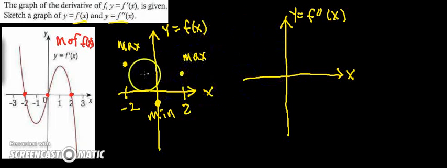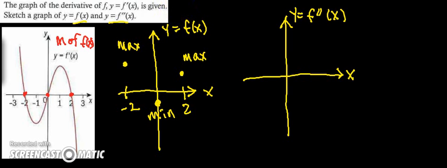Even though I don't know exactly what the shape of my f of x looks like, it's okay, because in order for me to sketch my second derivative, I don't really need my f of x. I actually need the graph of my f prime of x, which was given to us.